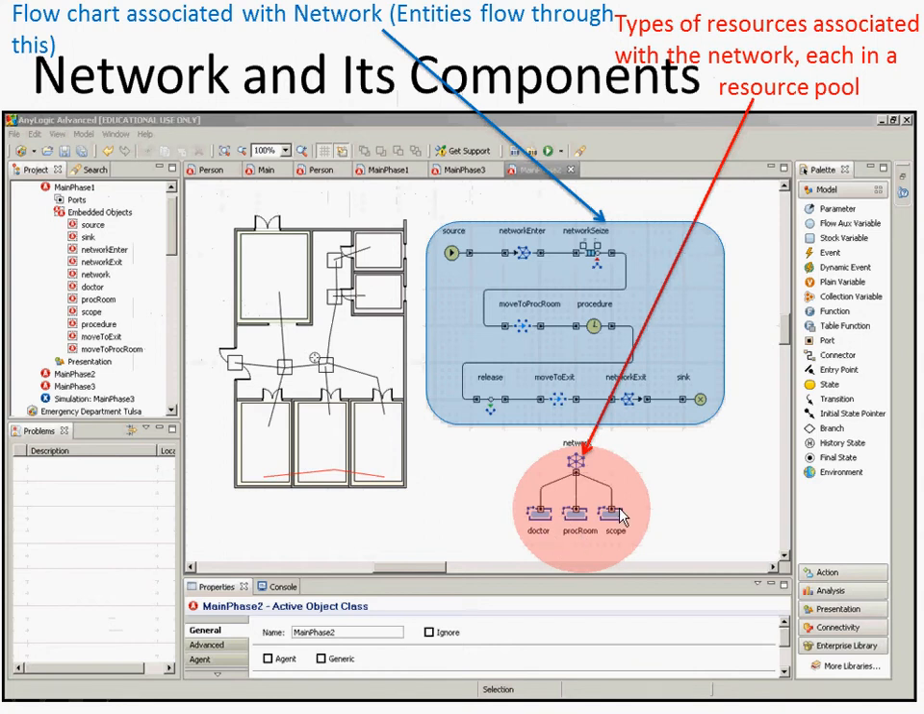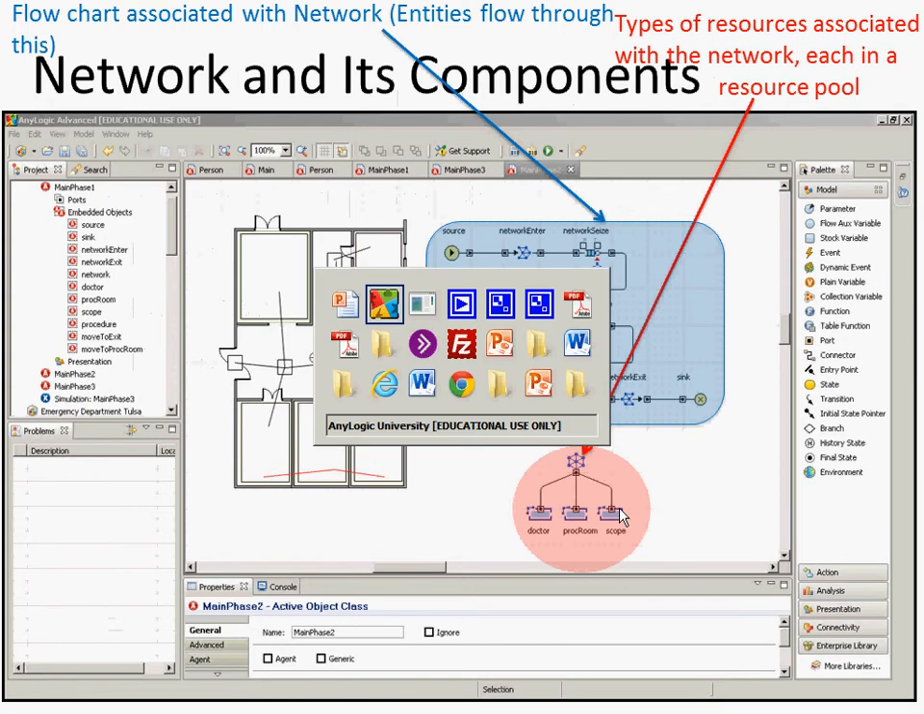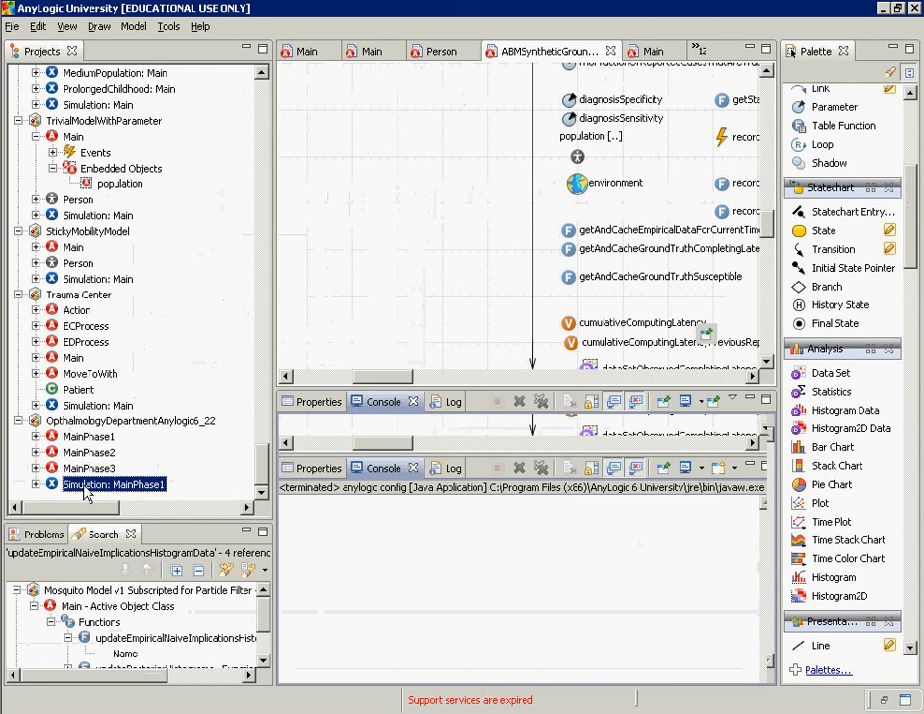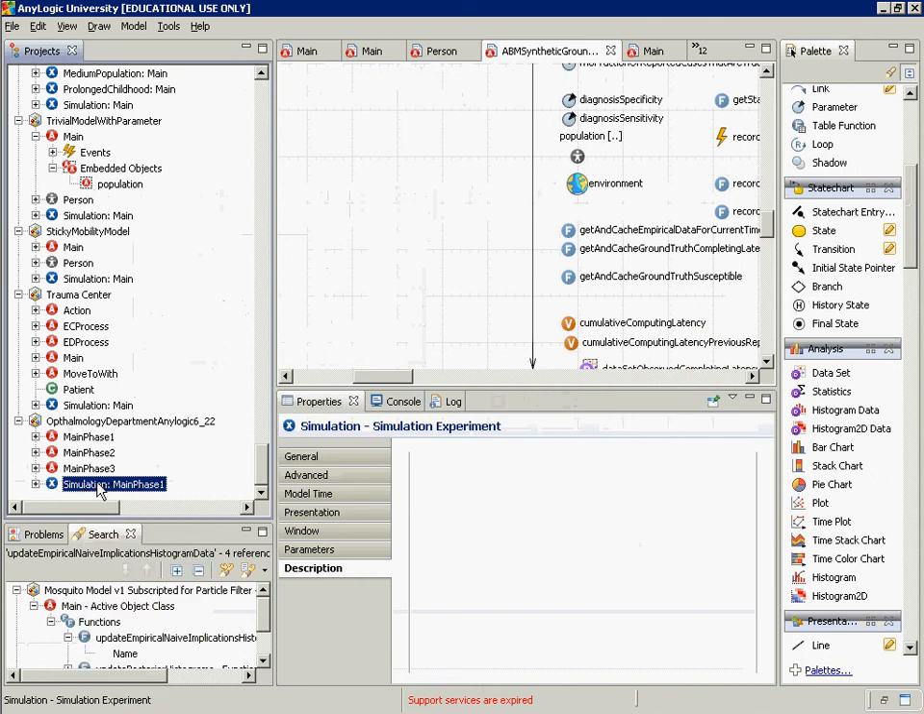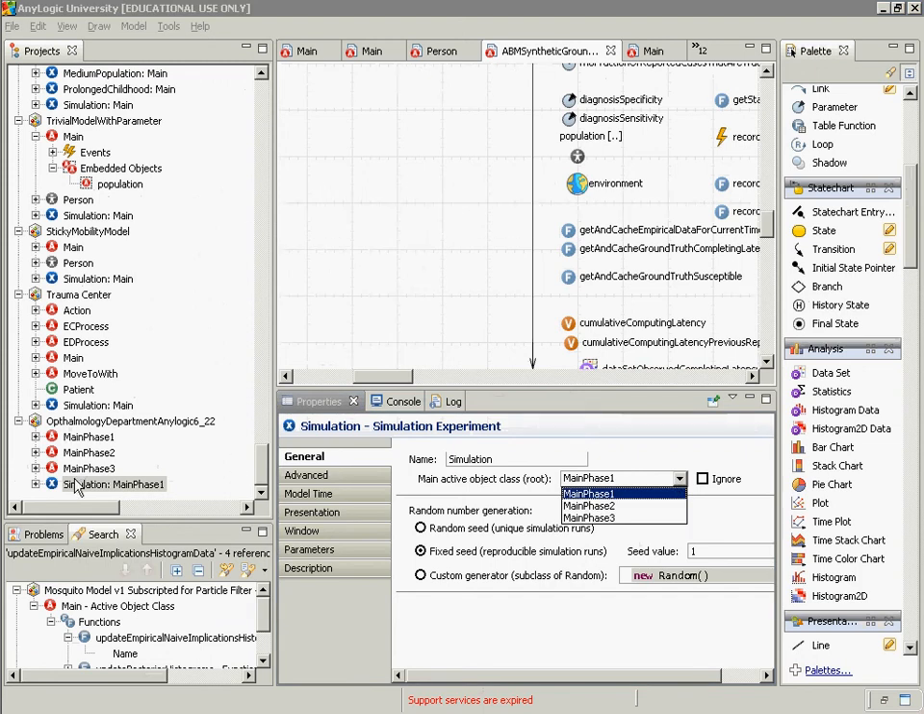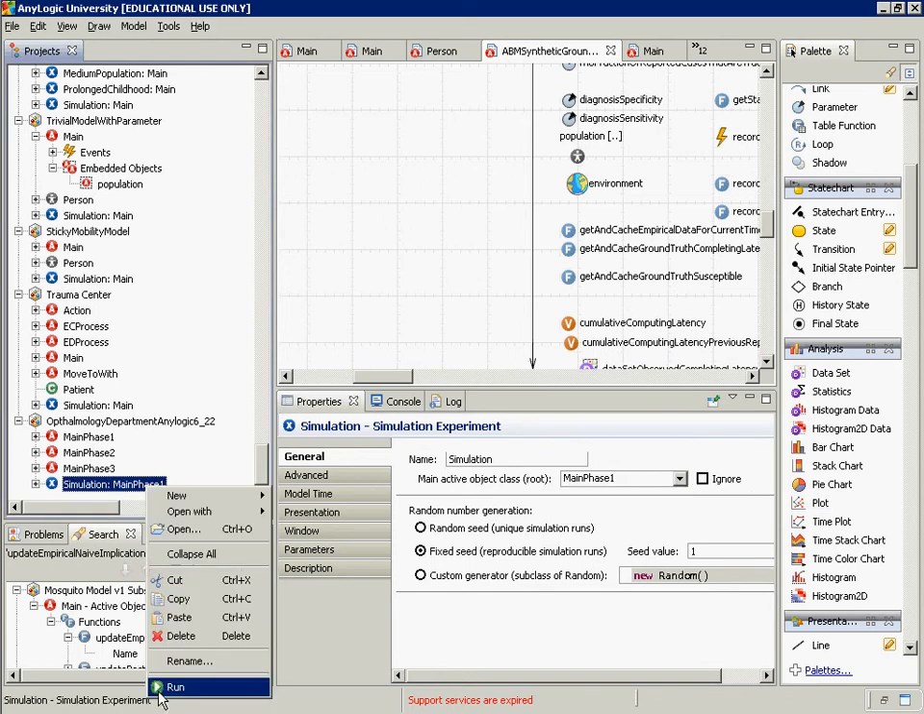To allow us to appreciate some of the texture of what we're talking about, I'll run this ophthalmology example here. I'm going to start with simulating it for main phase 1. So right now, and you may not have noted this before, but each simulation in AnyLogic can be associated with a particular active object, in this case a main class. We're associated with main phase 1, which is the simplest form of this. It's a teaching model. It's a model to build up intuition. So we show the very simplest case here.